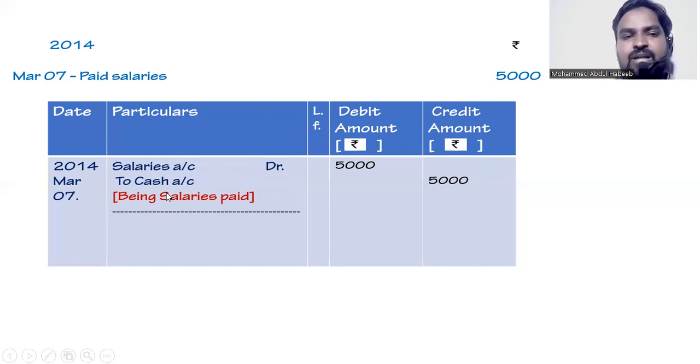Earlier, the business paid the amount for sundry expenses. Then the journal entry we recorded was sundry expenses account debit to cash. This time the business is paying cash towards salary. So our journal entry will be salaries account debit to cash. So the journal entry on 2014 March 7 will be salaries account debit 5,000 to cash account 5,000, and the narration will be being salaries paid. After completion of the journal entry, we'll draw a line like this. So till now we discussed all the transactions individually. Now let us see how the solution should appear.